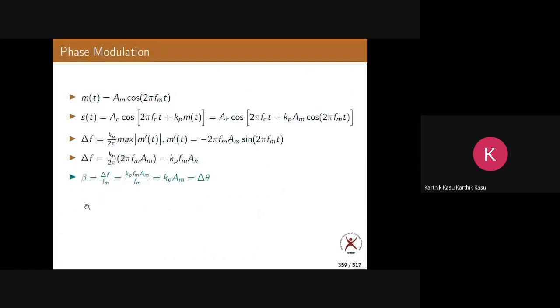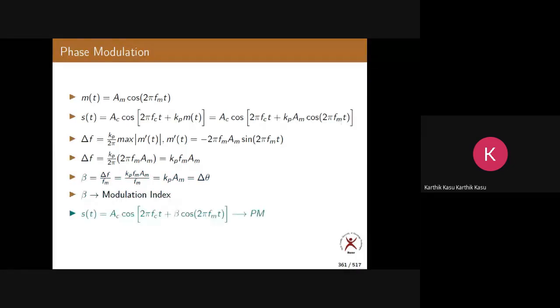Now here, beta equal to delta f by fm. We have done some simple calculations and you get Kp into am. But Kp am happens to be the maximum phase deviation. So here beta equal to delta theta, that equals Kp am. Okay. So in case of phase modulation, please remember this. Beta is called the modulation index.